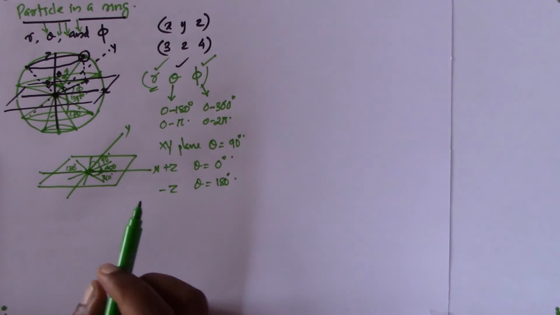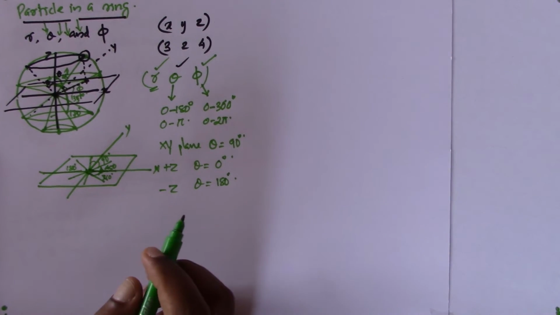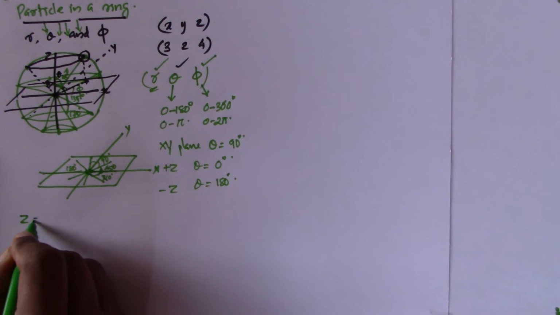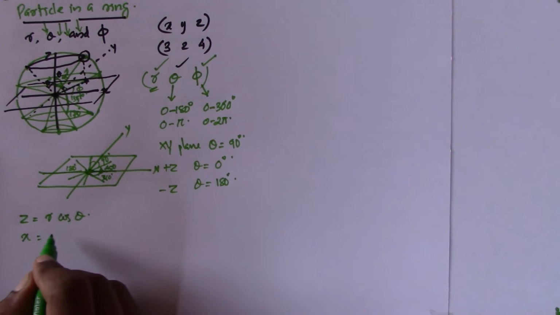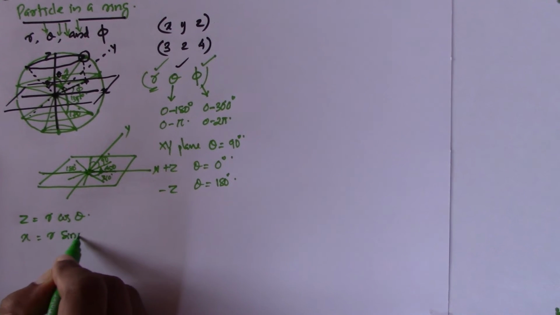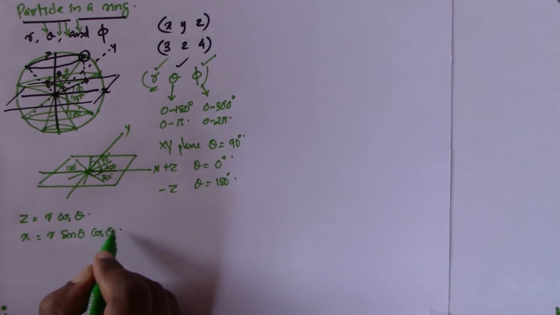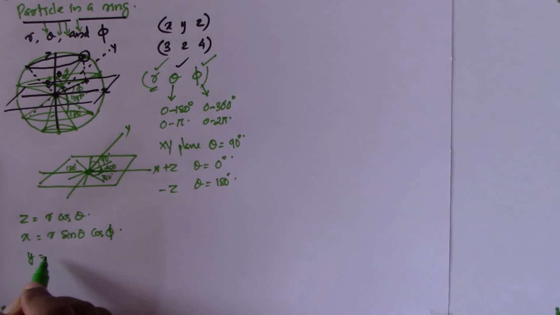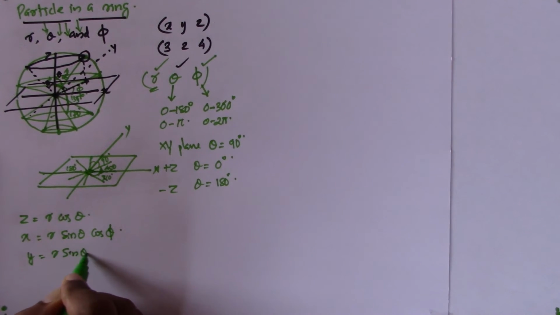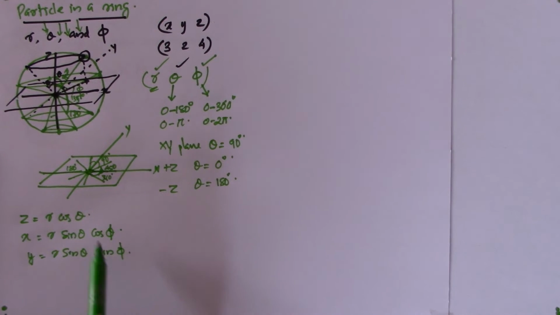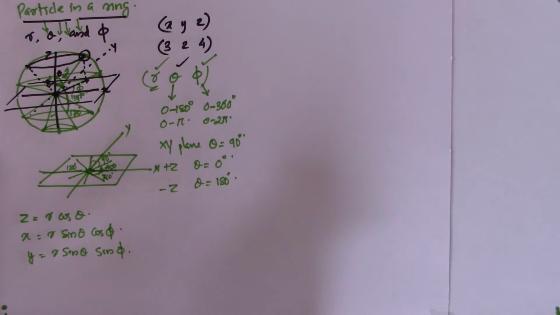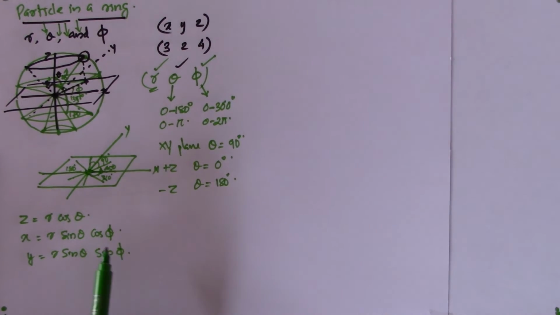And there is a relation between the polar coordinates and Cartesian coordinates. The relation is very simple. The relation is z is equal to r cos theta, x is equal to r sin theta cos phi, and y is equal to r sin theta sin phi. So these are the relations between the Cartesian coordinates and polar coordinates. If you have r, theta and phi, you can convert them to the Cartesian coordinates x, y and z using these relations. Okay, so these are the polar coordinates.